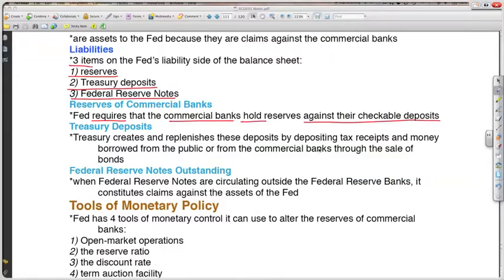Treasury deposits are the amount that the Treasury creates and replenishes whenever they deposit tax receipts or money that they borrow from the public or from commercial banks whenever they sell bonds, so whenever they sell these Treasury bonds, Treasury notes, Treasury bills. And then they can also have Federal Reserve notes outstanding. Remember, whenever we talk about Federal Reserve notes, those are just dollar bills. If they're circulating outside of the Federal Reserve Bank, then it's going to be a claim against assets to the Federal Reserve.